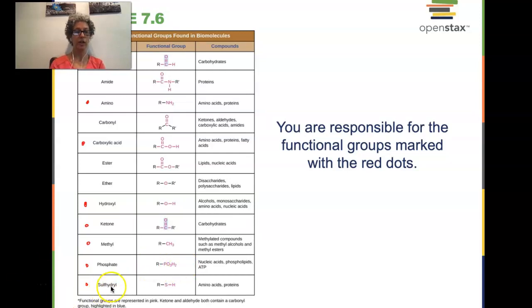And lastly, the sulfhydryl. A sulfhydryl looks an awful lot like a hydroxyl. A hydroxyl was an OH. A sulfhydryl is an SH, found in amino acids and proteins. If you look at a periodic table, sulfur is directly below oxygen, so it has similar binding capabilities.